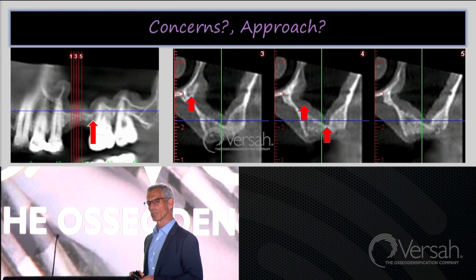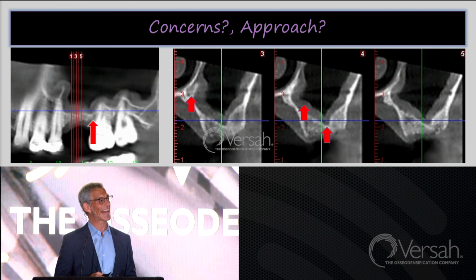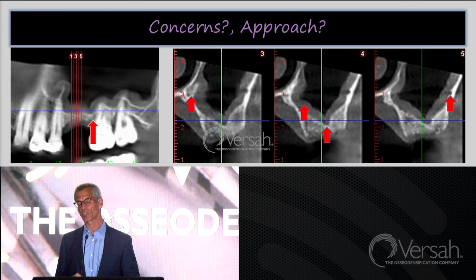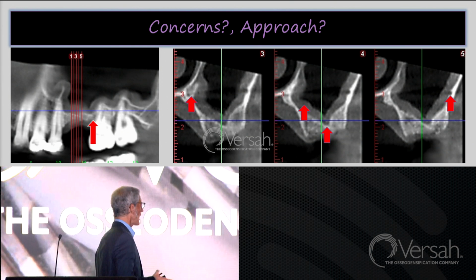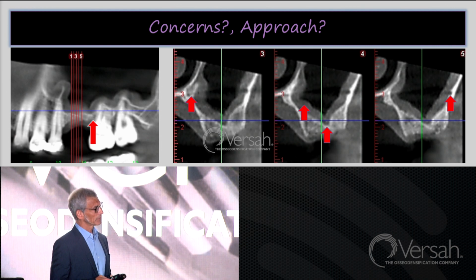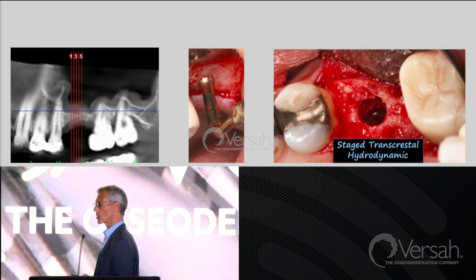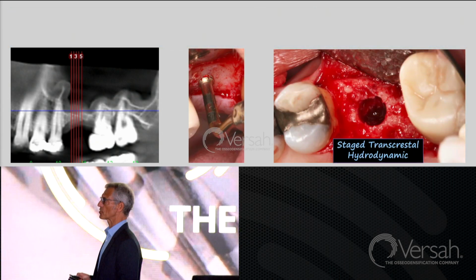Look at that, depression or convolution in the floor. Doesn't appear to be that easy to elevate a membrane off of that floor. Look at the size of that vessel in the lateral wall. Yeah, maybe I can get around it, but maybe I won't. And if I damage it, it's going to add to the length and stretch of that procedure. So in this case, I opted for a staged transcrustal hydrodynamic procedure.